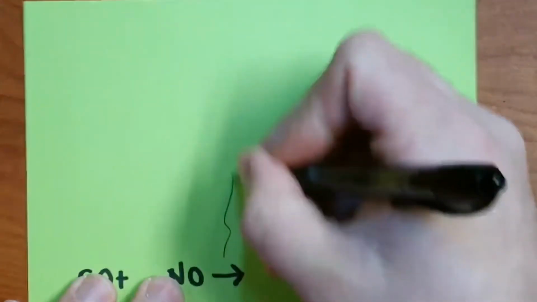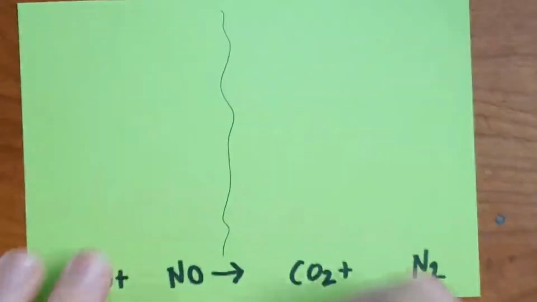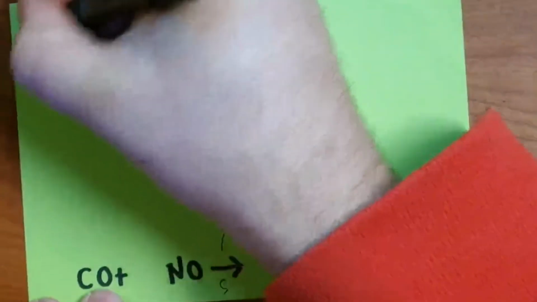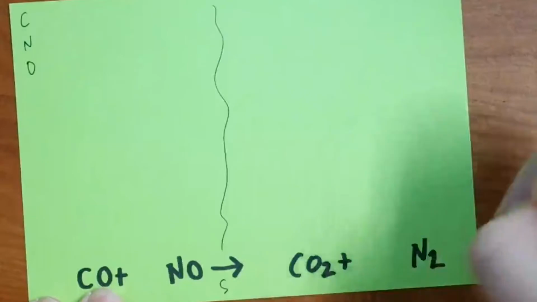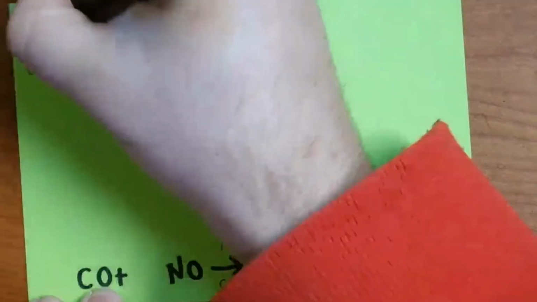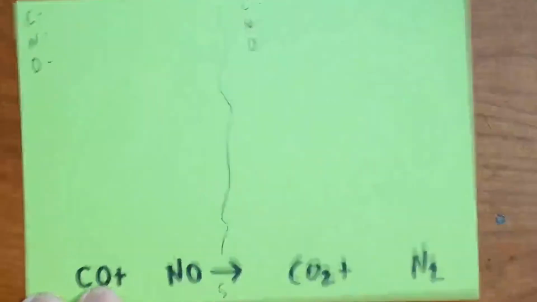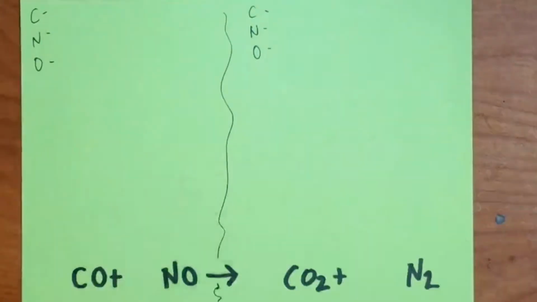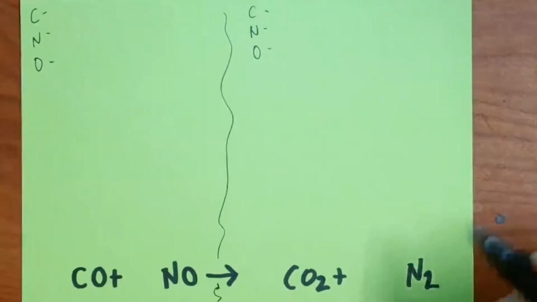So, again, as always, we divide it in half so we know which side is on which of the arrow. We count the types of atoms. We have carbon, nitrogen, and oxygen. Now we count them all up. We have 1 carbon on each side.